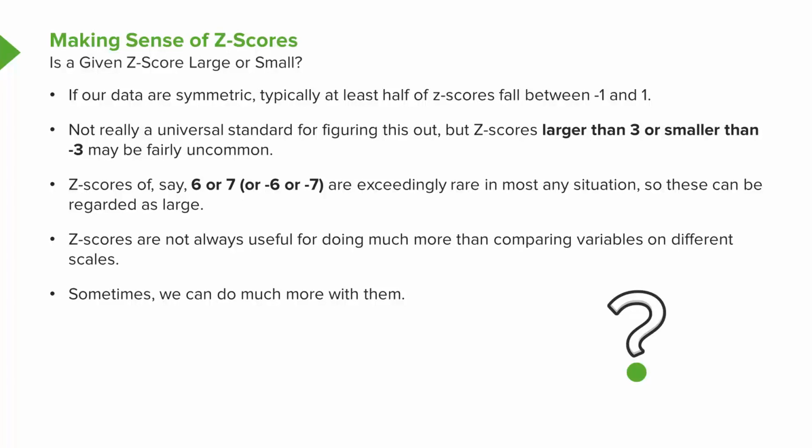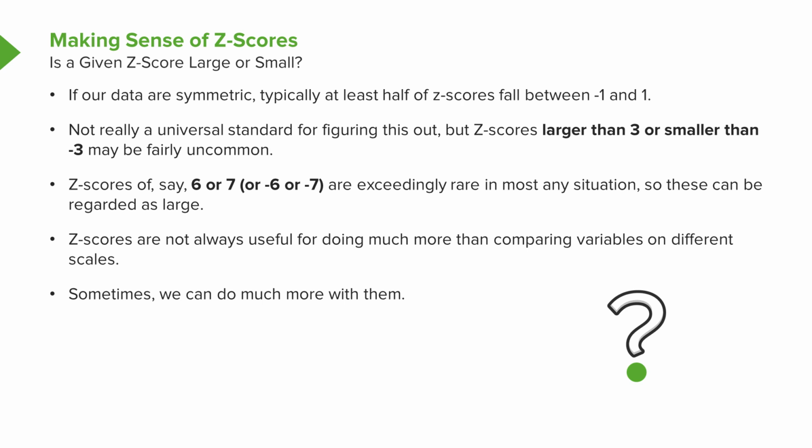So how do we make sense of z-scores? In other words, what does it mean? What is a large z-score? What's a small z-score? Well, if our data are symmetric, then typically at least half of our z-scores fall between -1 and 1. But this is not really a universal standard for figuring this out.